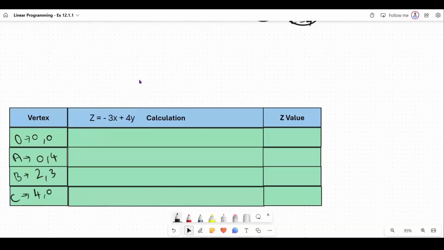Okay, we'll substitute the values here. Instead of x, we are going to have 0. Anything multiplied by 0 is 0, so 0 plus 0 is equal to 0, and the z value is 0 here. For the second point, let's substitute 0 comma 4. Minus 3 times 0 plus 4 times 4. Anything multiplied by 0 is 0, plus 16. So the answer here is 16.